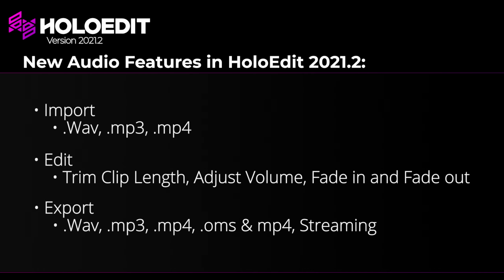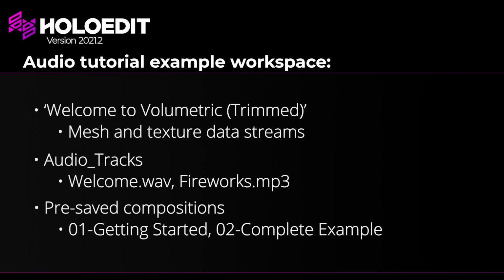You can follow along using the tutorial's example workspace. Provided in the workspace is a folder named Welcome to Volumetric Trimmed, containing mesh and texture data. We've removed the first 61 frames to reduce the amount of idle time present in the clip before our actor delivers his line. Also included is a folder named Audio Track, containing a wave audio clip named Welcome of the actor delivering his line, and an MP3 named Fireworks, containing a music track.